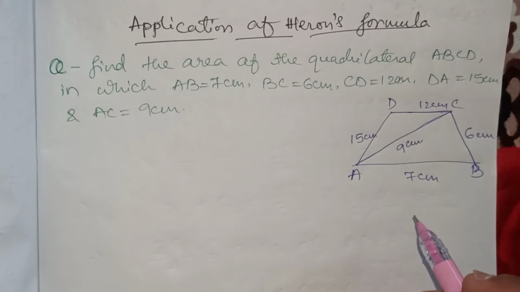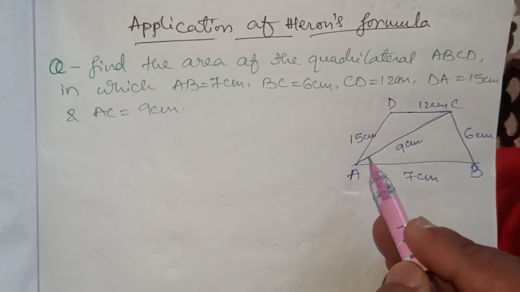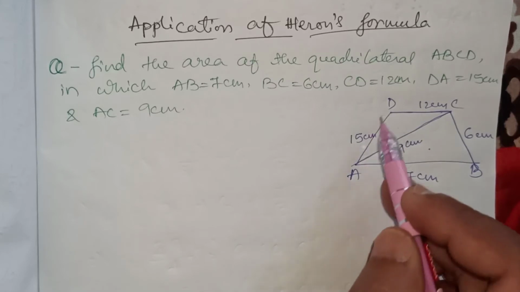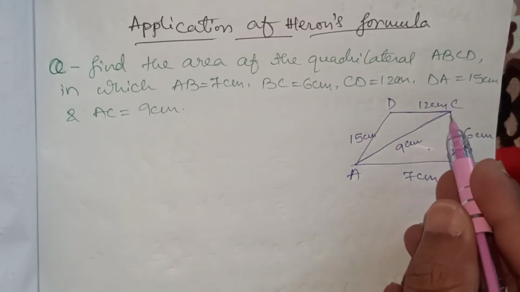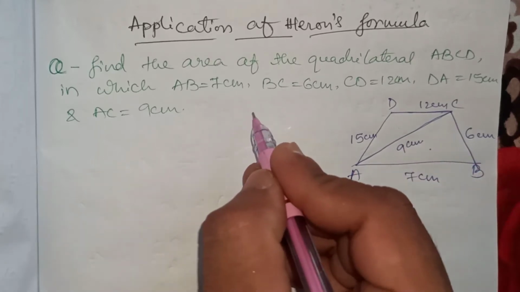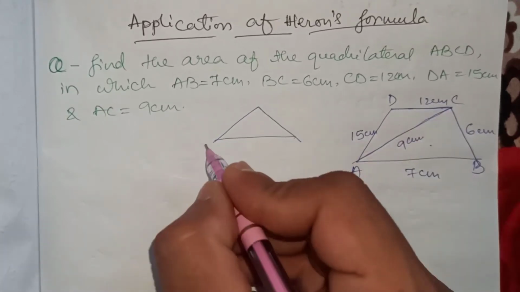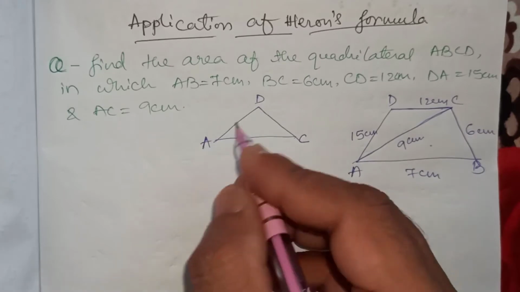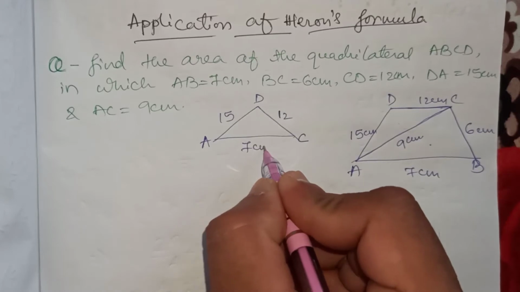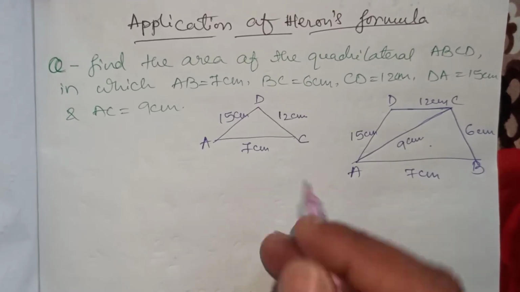Now we will use Heron's formula to find the area of the quadrilateral. The most important thing you have to understand is that the diagonal AC bisects the quadrilateral into two triangles. I will just draw a small diagram of triangle ADC separately so that we are able to find the values properly. 15 centimeter, 12 centimeter and 7 centimeter are the sides of triangle ADC.